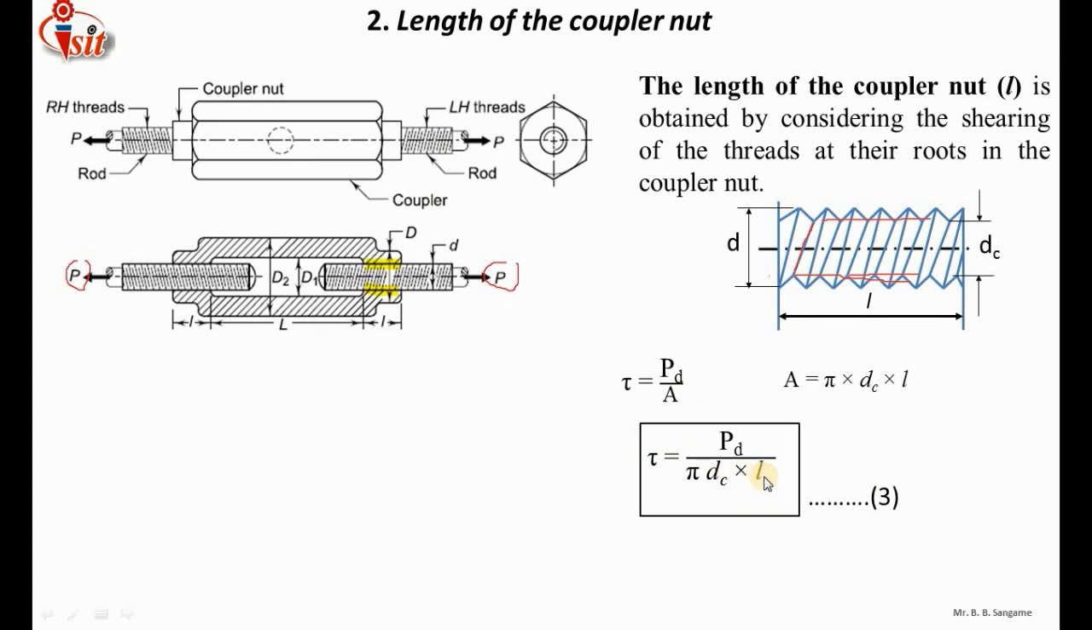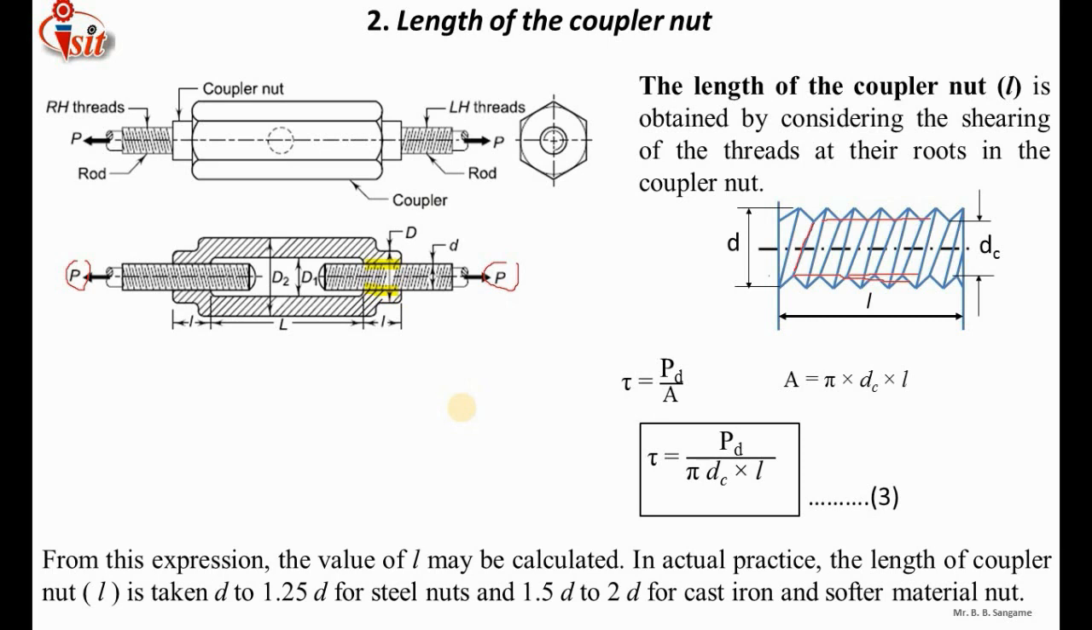So this formula can be written in terms of L also, and we can calculate the length of the coupler nut, the length of the threaded portion of that coupler nut. By using this formula we can calculate the length, or there is one empirical relation between the nominal diameter and length. So from this expression we can calculate the length, or by using the empirical relation for the steel nuts, length can be calculated.